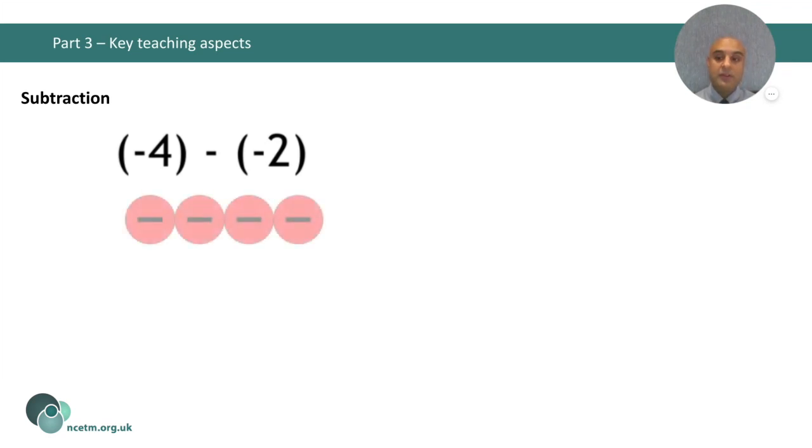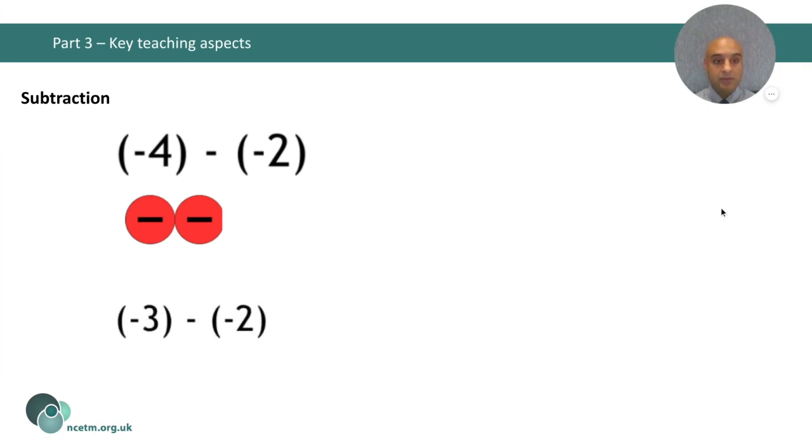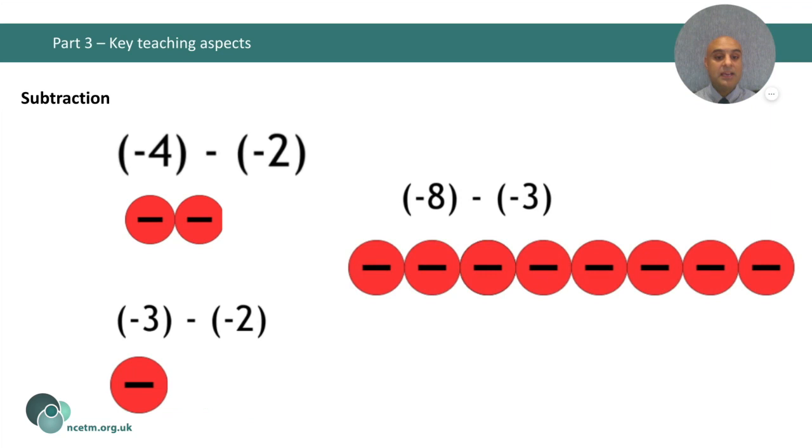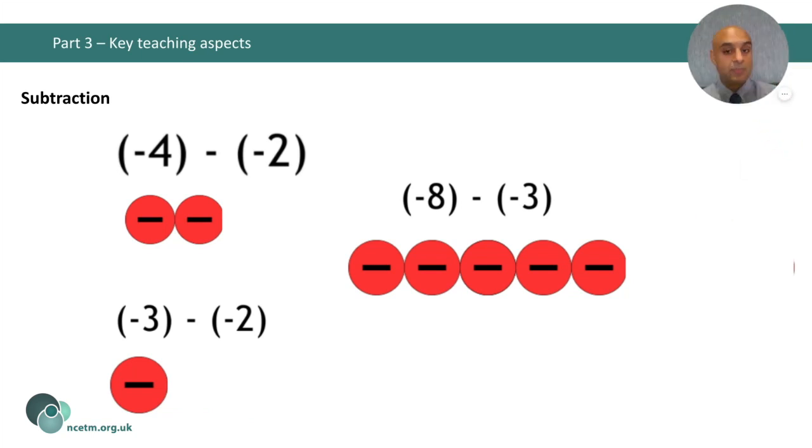So what I would do now is model this with my counters, and I start with negative 4, and I can subtract negative 2 counters and they can see the answer. I'd then go through another example and I start the model off with -3 counters, and then they can subtract -2. And then I can do this with another example where I have -8 counters, and they can subtract -3 counters. And this will hopefully allow the students to see the mathematics in front of them.